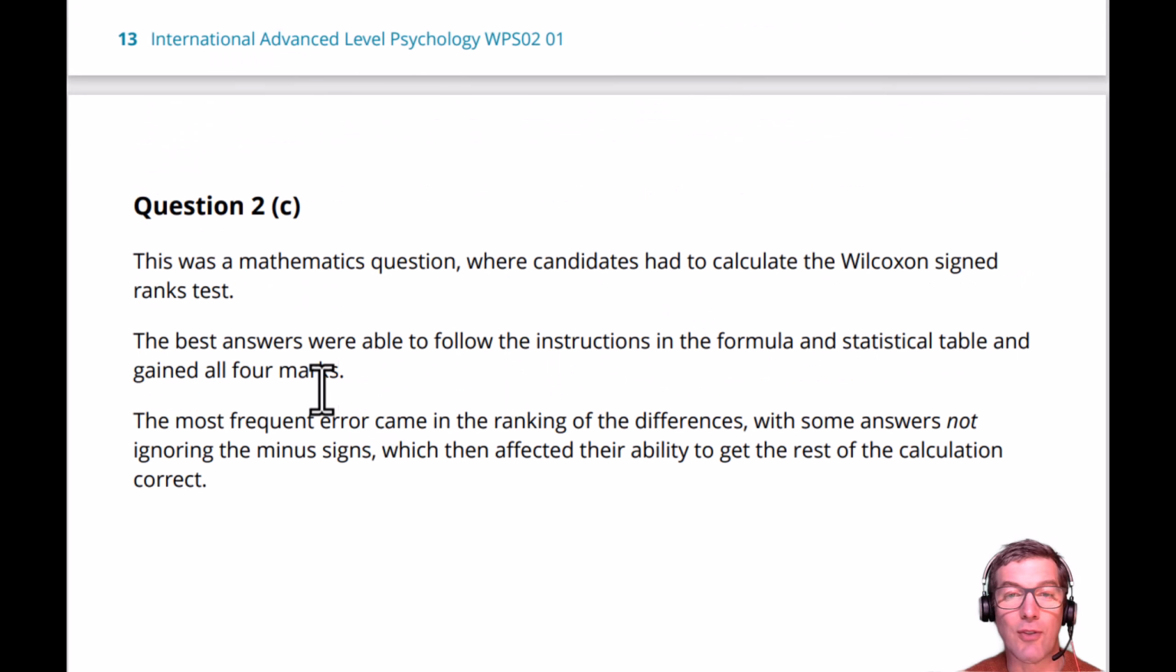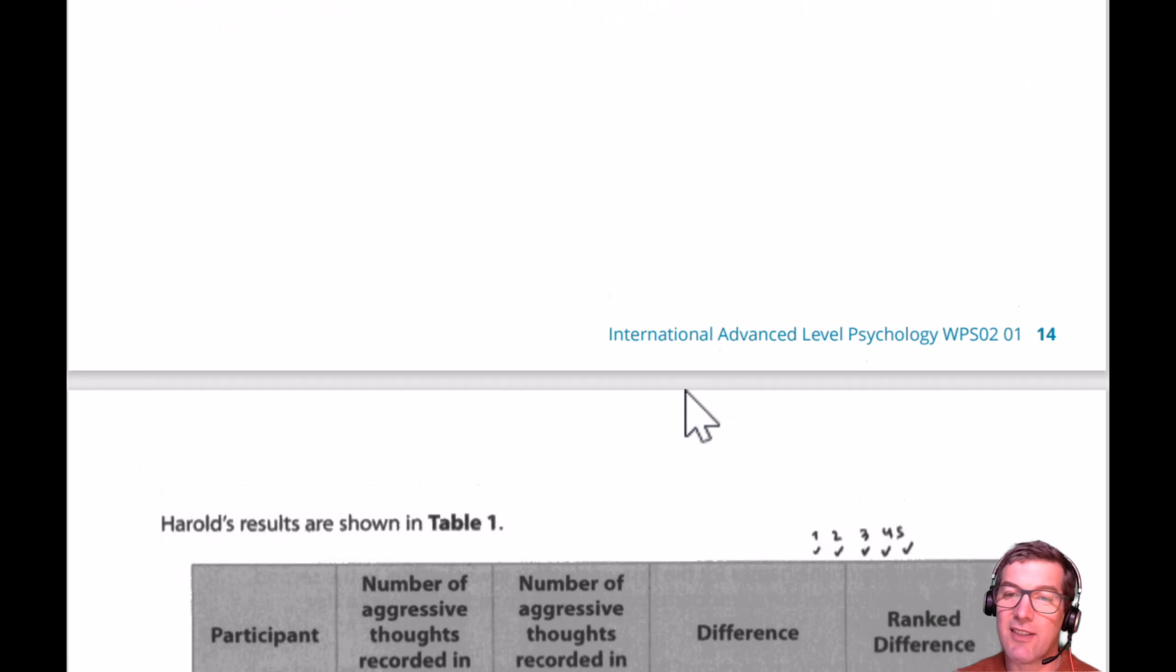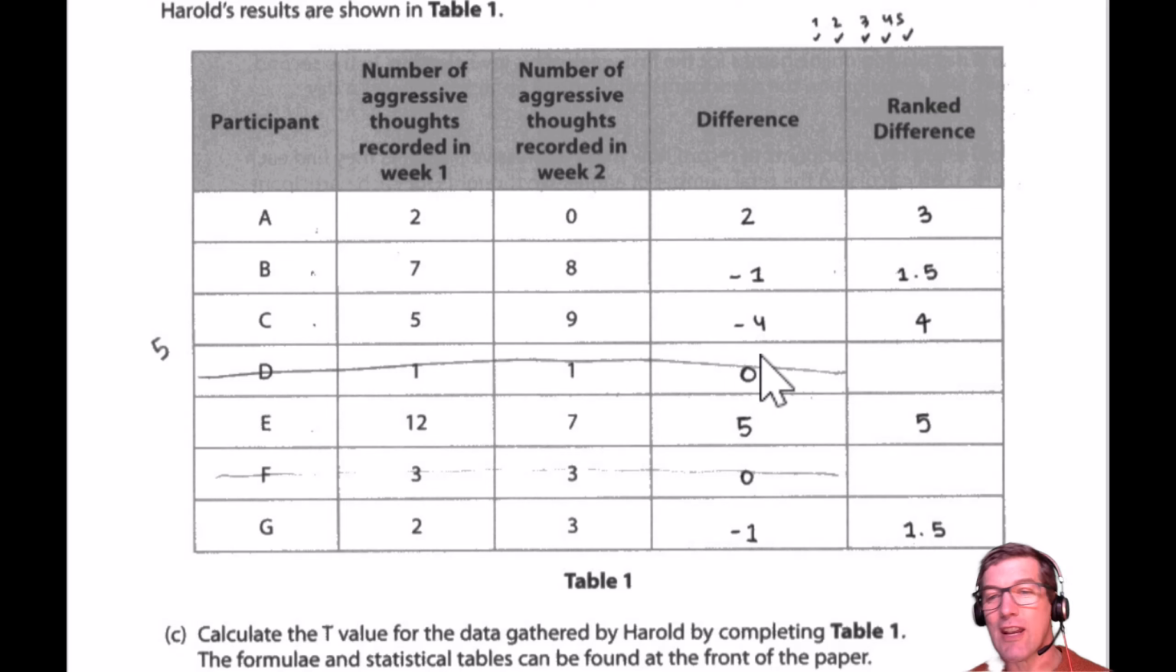Then we've got the working out of the Wilcoxon test here. There's a useful comment to look at first, which is that the most frequent error came in ranking of the differences, with some answers not ignoring the minus signs. Now, the minus signs in the differences, you do need to pay attention to them for the final step where you add together the ranks to find t. The point here is that you ignore the minus signs when you're ranking the size of the differences.